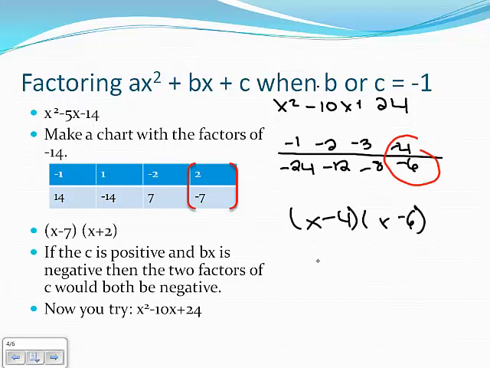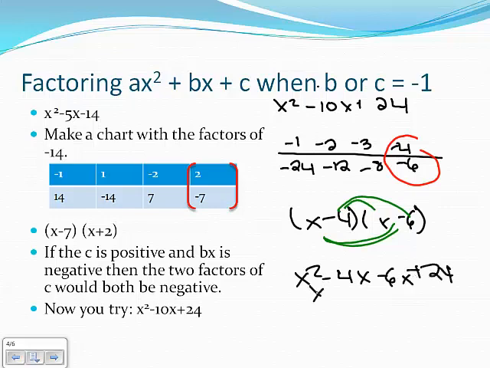Be sure to check your answer using FOIL. x times x, x times negative 6, negative 4 times x, negative 4 times negative 6, giving you the equation x squared minus 4x minus 6x plus 24. Combine like terms and you get x squared minus 10x plus 24, which is the same as the original equation.